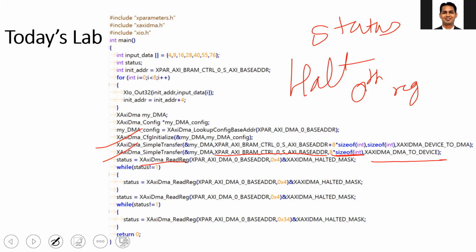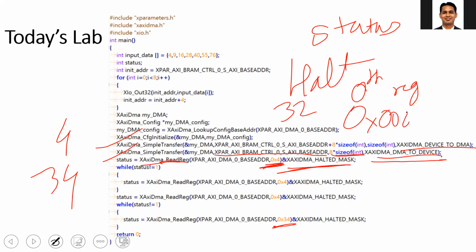So what we are doing is reading that register. For every direction, there are two separate registers. For one direction, you have the register at the 4th address, and for the second direction, you have the register at the 34th address. And each register is 32-bit. So you get 32 bits of data, and you need to take only the LSB. So you AND it with this mask. This mask, if you consider the hex, is nothing but 0x001. So it will extract the LSB by doing the AND operation and will check it as a status.